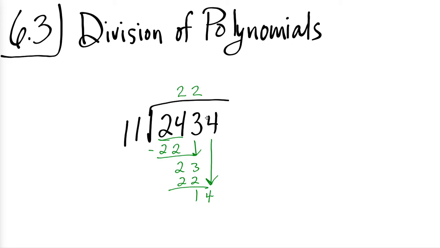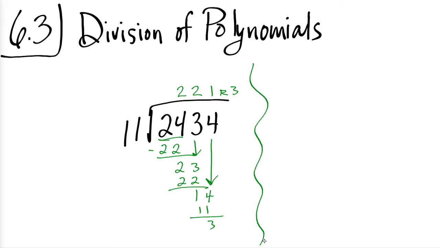So 11 goes into 14. I'd multiply it by 1. So 1 times 11 is 11. We get 3. So when you first learn division, you would just call it remainder 3. But we're not going to use remainder.